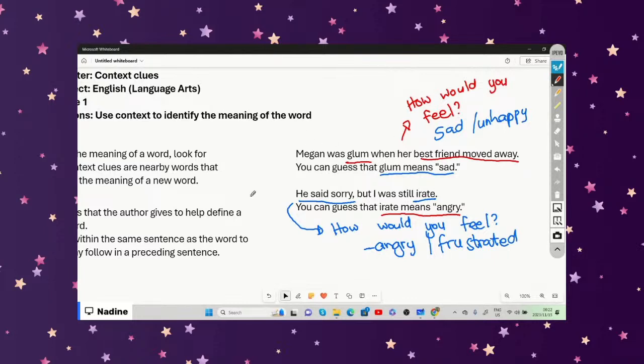So these are called context clues, right? And if we specifically look at these two sentences on the right, clues are being given to tell us what the meaning of the words are. We just need to ask ourselves, how would I feel? What would I do? Because clues are given to help us wrap our heads around how we actually feel, and that will link to the specific word.